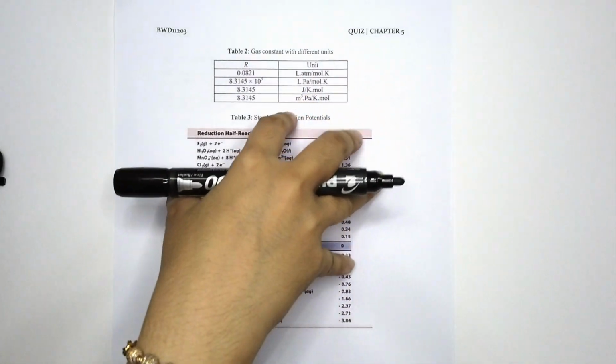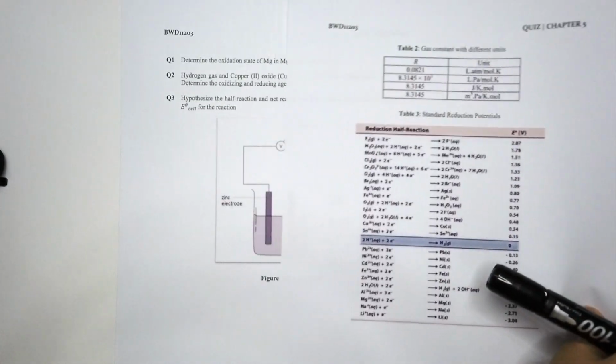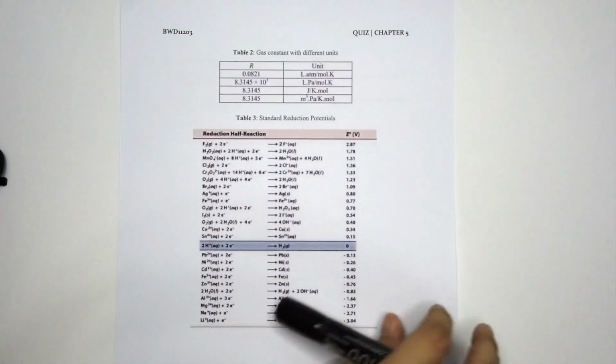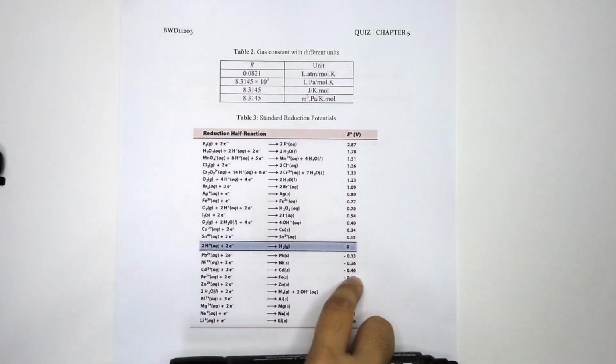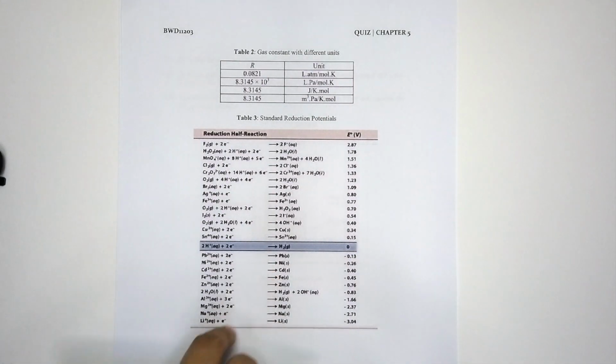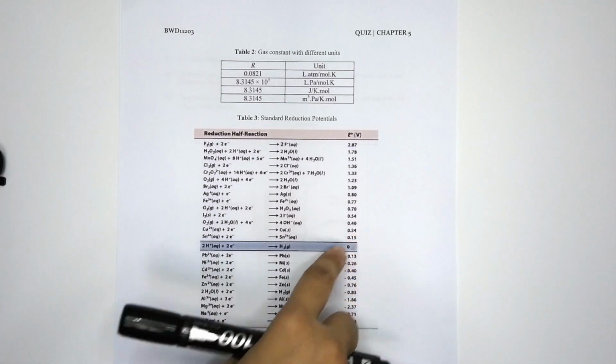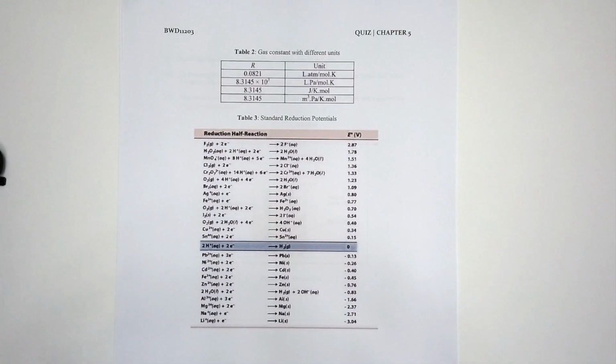So from this list, you need to look at 2 different things, which are the zinc and also copper. So the zinc is here, negative 0.76. And then the copper, Cu here, 0.34. And then you need to remember the one with the most positive value shall be the cathode. So the cathode must be the positive. So in this case, the cathode must be the copper, right?